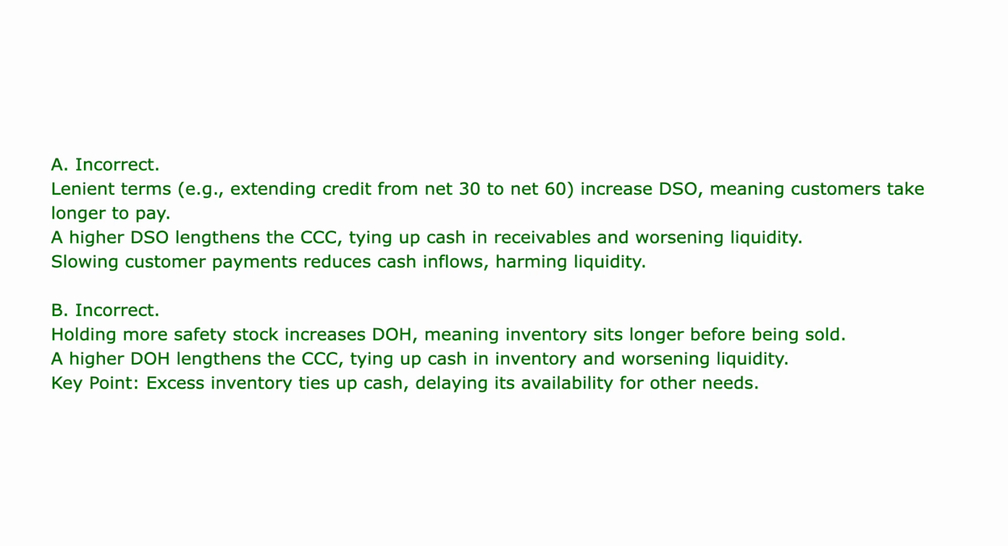Lenient terms lead to customers paying slower, which increases days sales outstanding, DSO. Since DSO is added to the cycle, it lengthens the CCC. Similarly, increasing safety stock increases days of inventory on hand. Because DOH is also an added component, it ties up cash longer and lengthens the cycle.